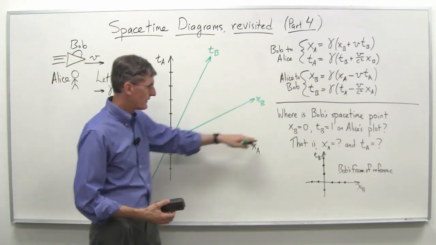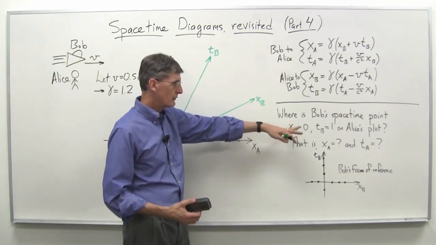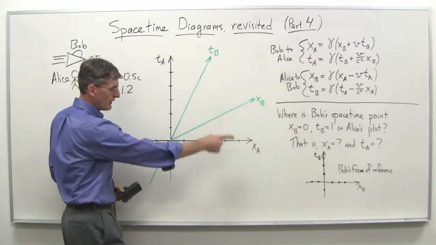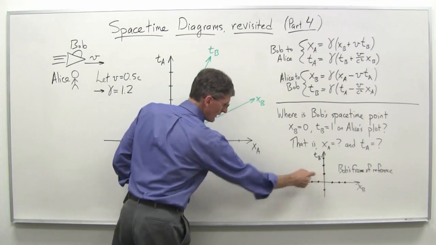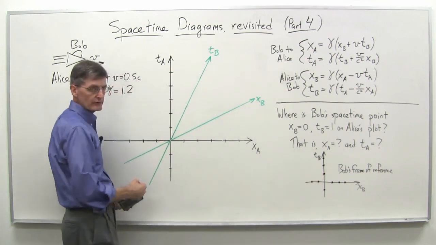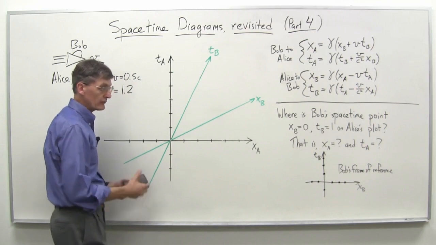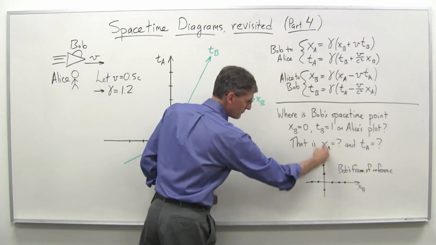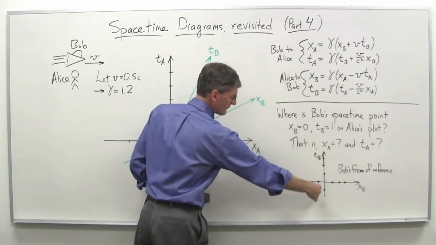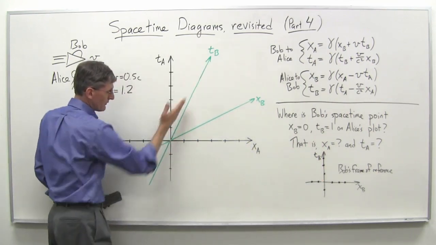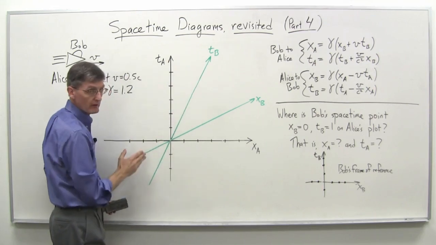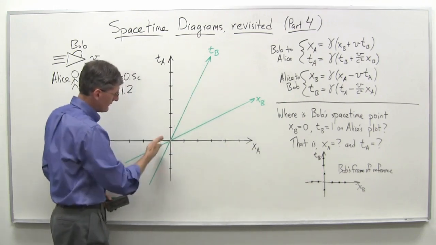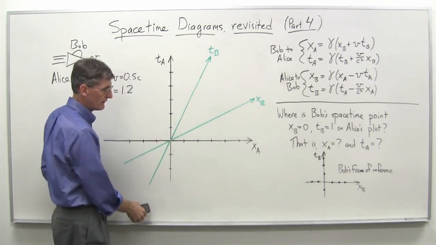So let's take a look at this. Take Bob's spacetime point x_B equals 0, t_B equals 1. We're going to use the Lorentz transformation equations to plot this point from Bob's frame of reference onto Alice's plot. We expect it's going to appear on the t_B axis, because all these points are on the t_B axis. We showed that this is how the t_B axis looks when we put it on Alice's plot, and therefore we know this point is going to be on here someplace. We just don't know exactly where, and that's what we need to figure out.